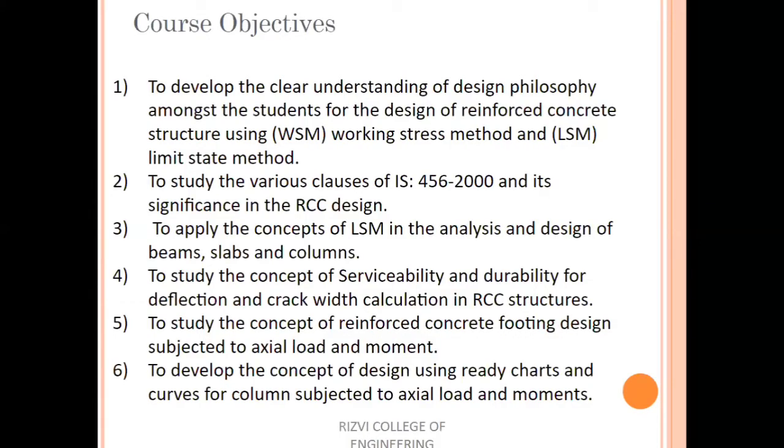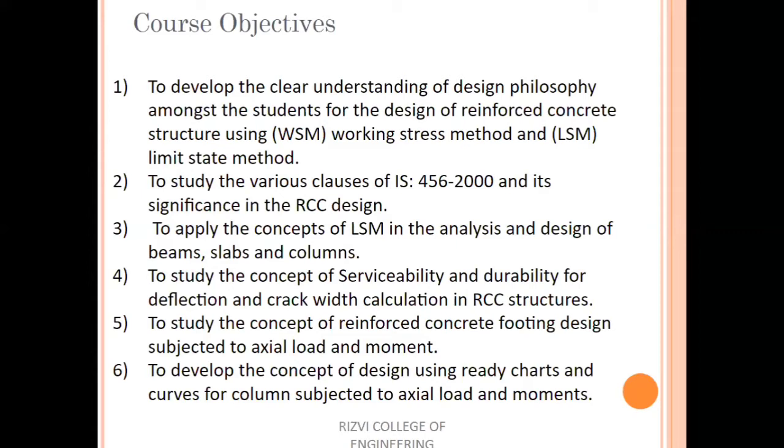So now let us see what are the objectives of the subject. So remember one thing, whenever we start with any new subject, we must always ask this question, why are we studying this subject? Okay, so this is the answer for that. So what are the objectives of this subject? So let us see the objectives.